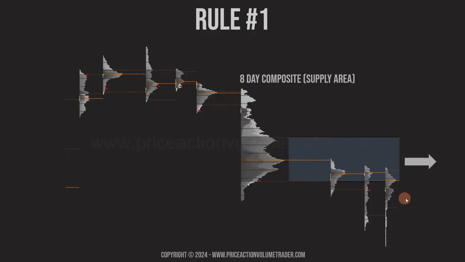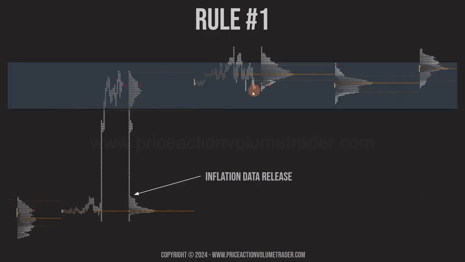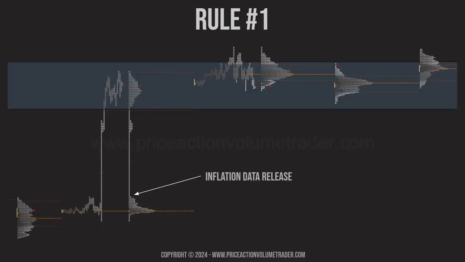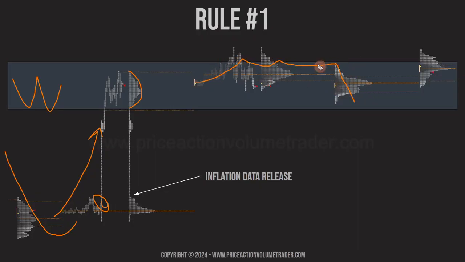So in this case, if we go into the next slide, we can see how this is coming from this 8-day composite. This is the valley area for that composite. We had broken down, and now we had this news event, which caused us to have this really big move up. And what do we see? Price comes up, accepts, and closes within this area. And then you can see how for the next few sessions, we start just testing the edges and pretty much balancing again within this area.